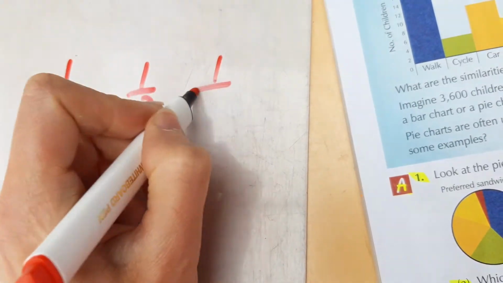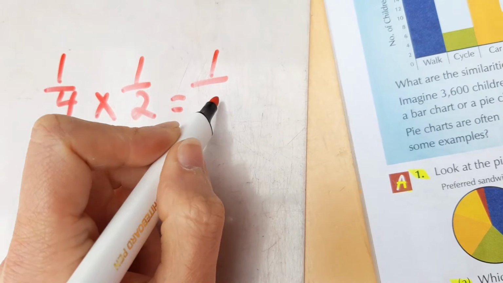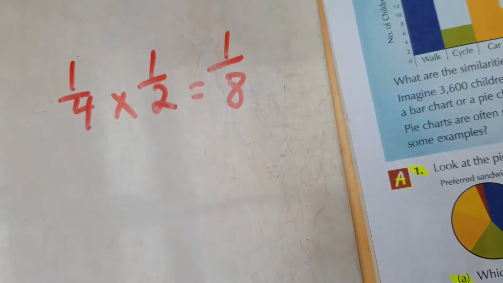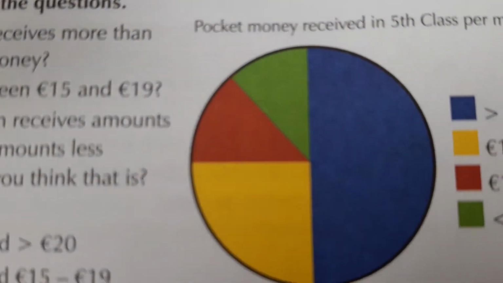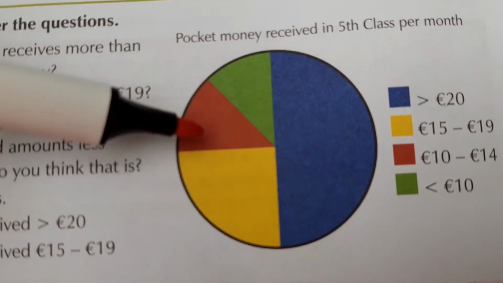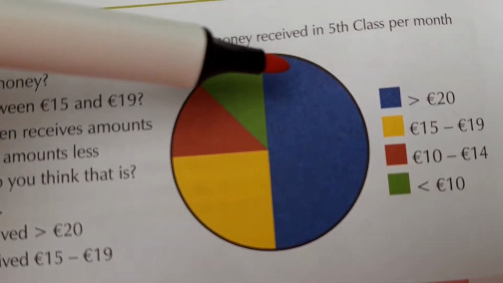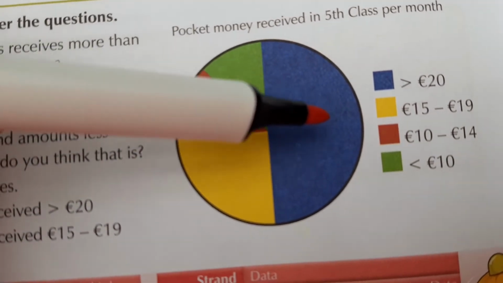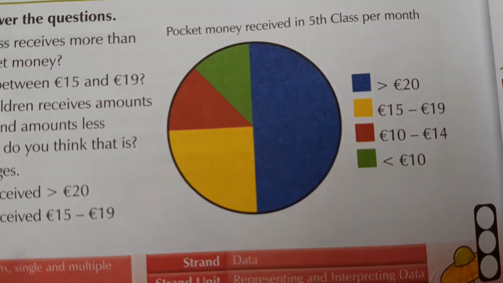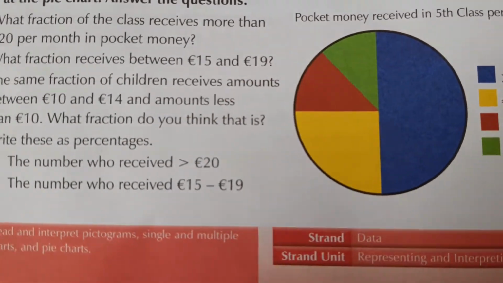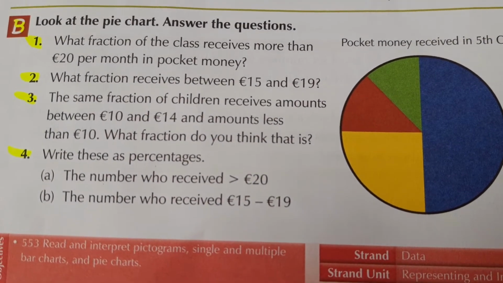1 times 1 is 1. 2 times 4 is 8. So they each represent 1/8 of the pie chart. Or if you divide each other section in two, you get the same. So there'd be 1, 2, there'd be 2 in this quarter, 3, 4, there'd be 2 in this quarter, 5, 6, and 2 in this quarter, 7, 8. So they'd represent 1/8. And the last one there, write these as percentages.